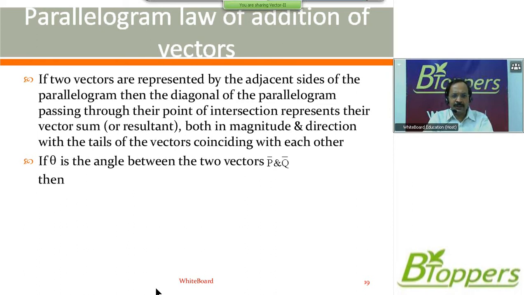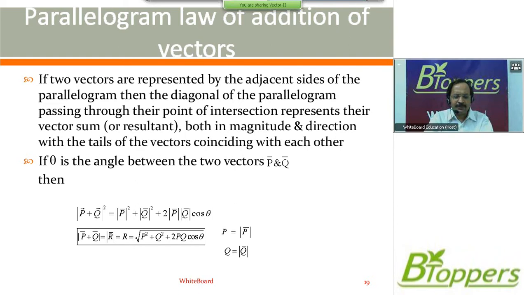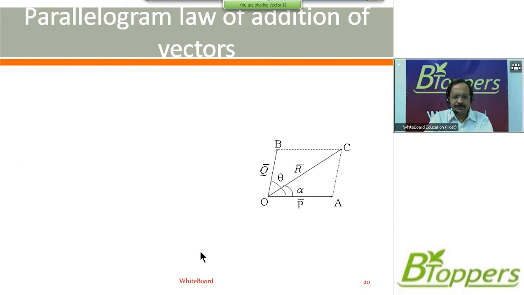If theta is the angle between the two vectors P bar and Q bar, then the square of the magnitude of the resultant of P bar and Q bar is equal to the square of the magnitude of P bar plus the square of the magnitude of Q bar plus 2 into magnitude of P bar into magnitude of Q bar into cos theta. So the magnitude of the resultant, which you can write as mod of R bar or simply R, can be written as root of P square plus Q square plus 2PQ cos theta. So letter P without the bar symbol represents the magnitude of P bar. Letter Q without the bar symbol represents the magnitude of Q bar.